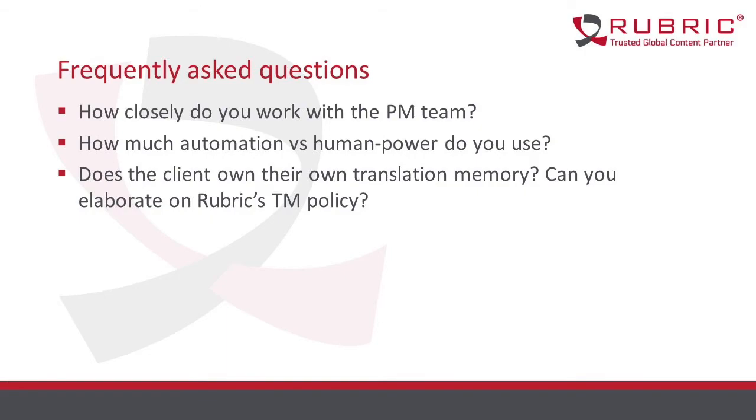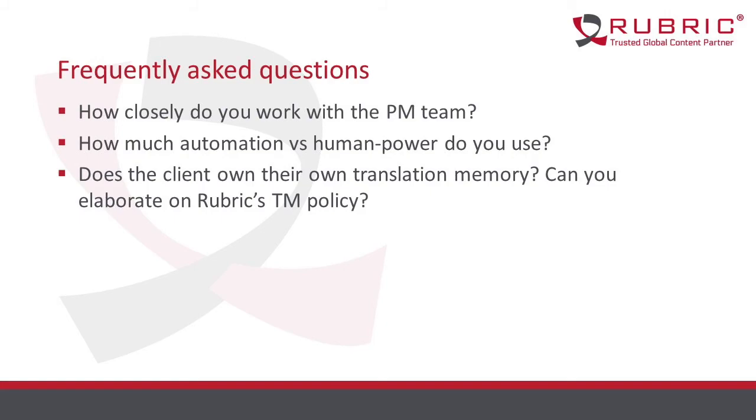Second question is, how much automation versus human power do you use? So in the last slide I gave an example where there was a small percentage of machine translation being used for the actual translation process itself. Now that could be 100%, or 0%. So it varies according to the requirements of the customer, and that depends on a lot of things.